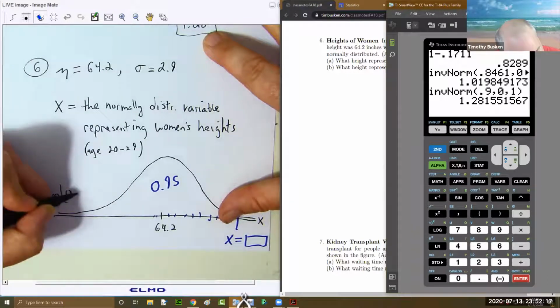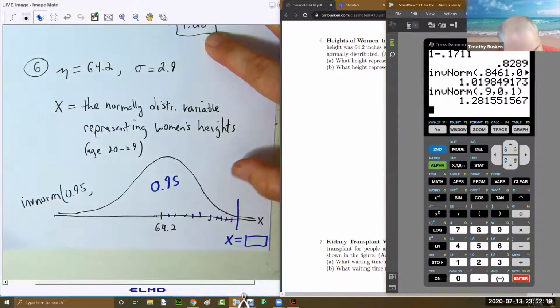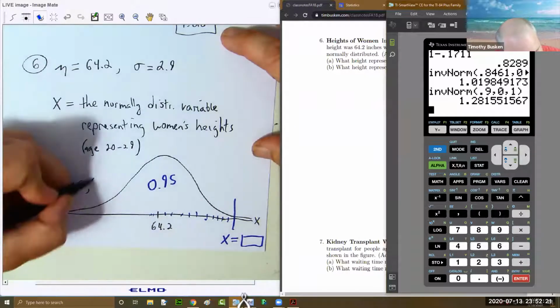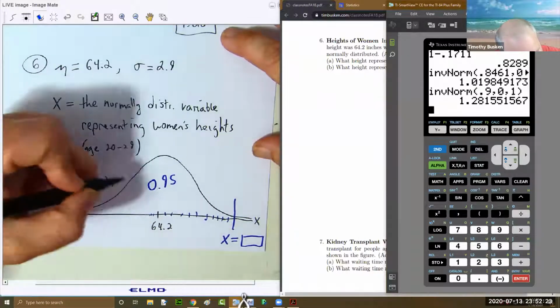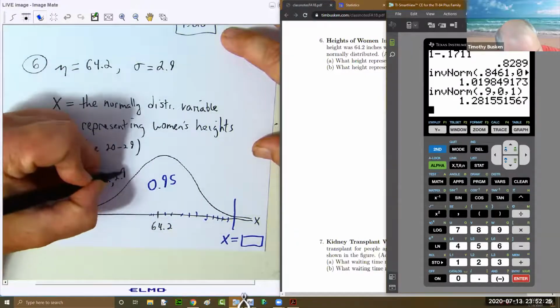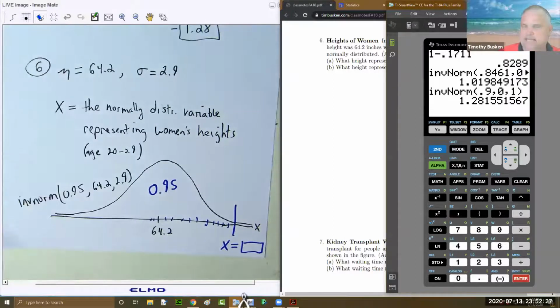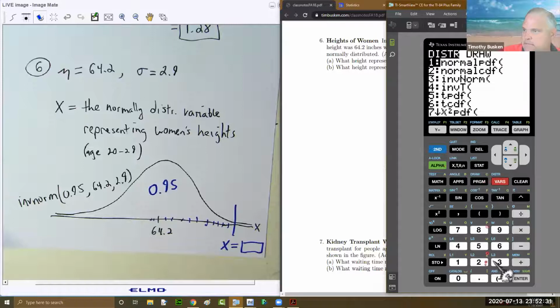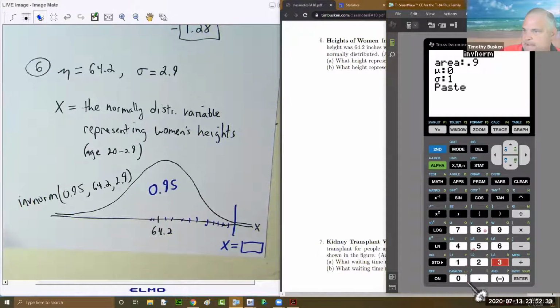Area to the left is 0.95, but this time the mu is 64.2 and the sigma is 2.9. So we're going to have to change those values in the calculator away from 0 and 1. Second, bars 3 gets me over to the settings window. Area was 0.95. Mu was 64.2. Sigma was 2.9.